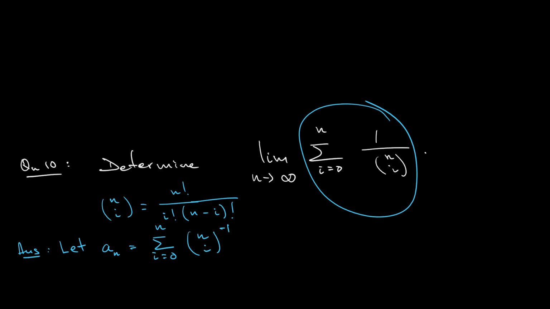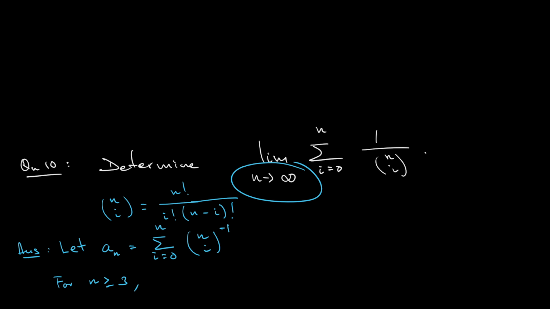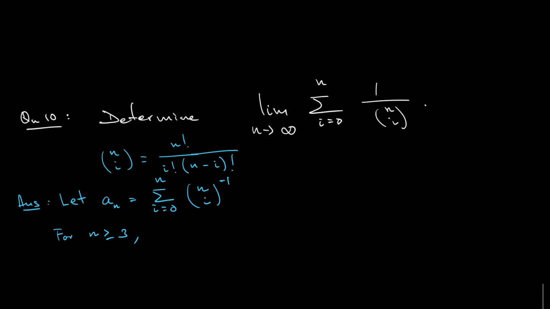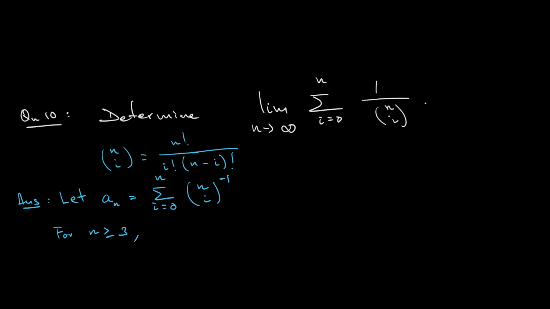Right? Same thing. So for n greater than or equal to 3, I mean n is going to infinity anyway. Okay, so for n greater than or equal to 3, notice that a_n can be written as the summation of I from 1 all the way until n minus 1 of n choose I, to the power negative 1. So still something else, right?